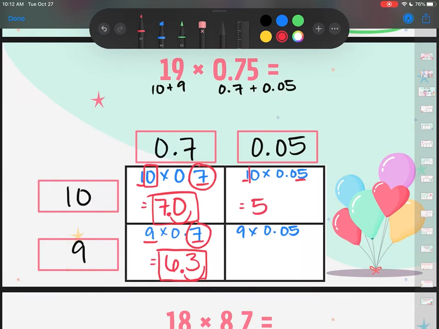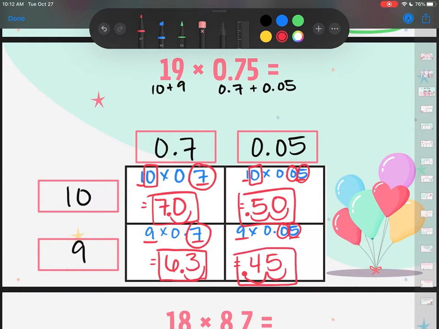Same thing over here. I've got 1 times 5, which is 5. This 0 and 10 that I didn't use, so I added on to the end. But then I've got 2 numbers to the right of my decimal. So I scoot over 1, 2, and end up with 0.5 as my answer. And our last one, we've got 9 times 5, which is 45. But then I have 2 numbers to the right of my decimal, so I scoot it over 1, 2. End up with 0.45.